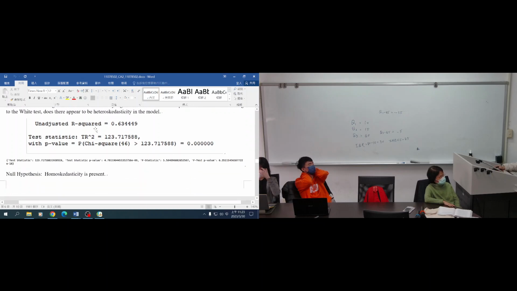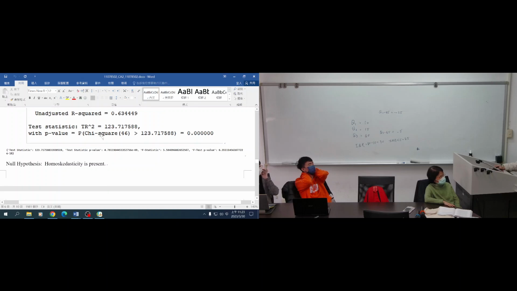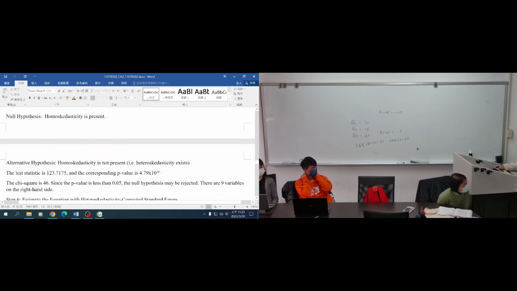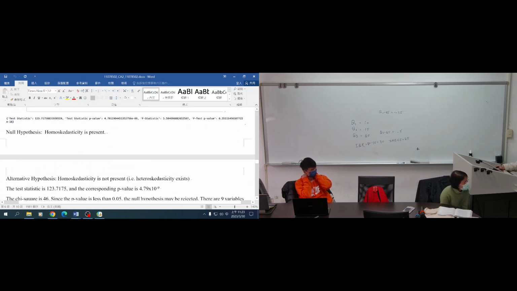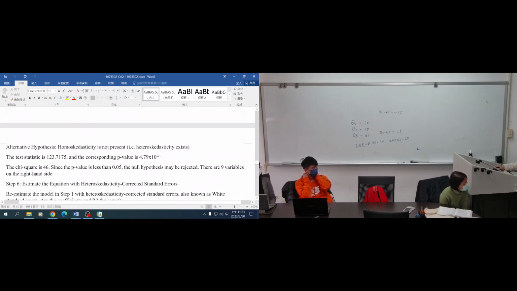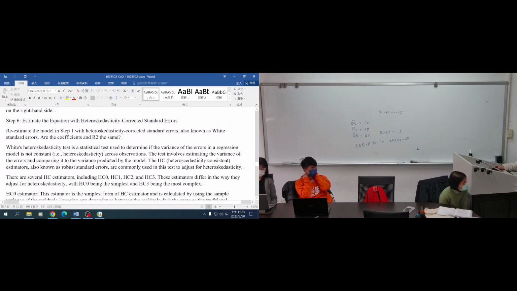So here we can see that it's the same. The test statistic from Python and Gretl are the same. And then the p-values are almost the same too. Oh yeah, we can see the value here in Python. And the null hypothesis and alternative hypothesis are the same. And then, since the p-value is less than 0.05, the null hypothesis may be rejected.